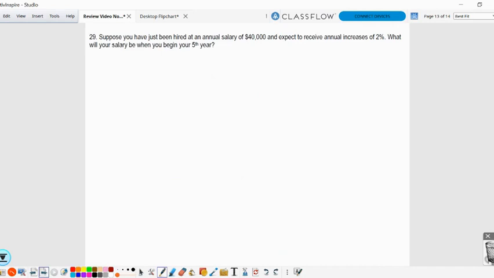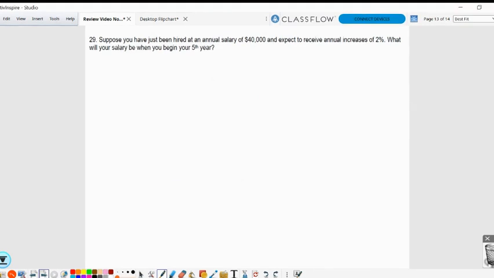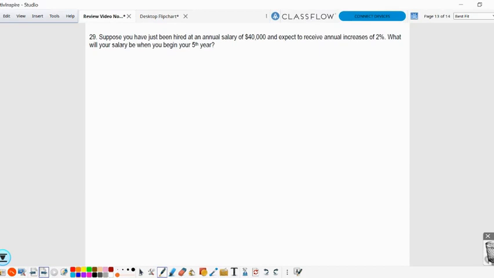On to number 29. We're hired at an annual salary of $40,000, and we get an annual increase of 2%. What will our salary be when we begin our 5th year? So let's note what we have. Our first term is $40,000. Because we're increasing with a percentage, that tells us it's geometric. We're looking for our 5th year, so that's our unknown, which makes n equal to 5.